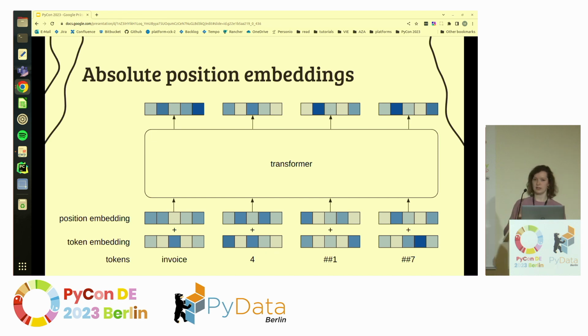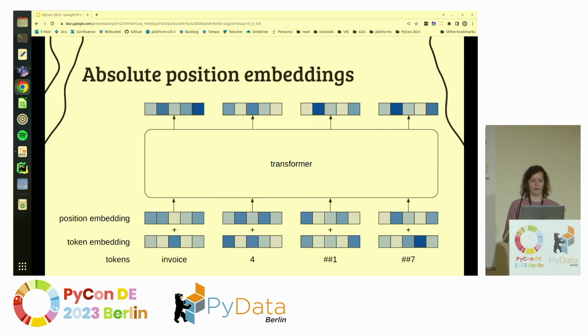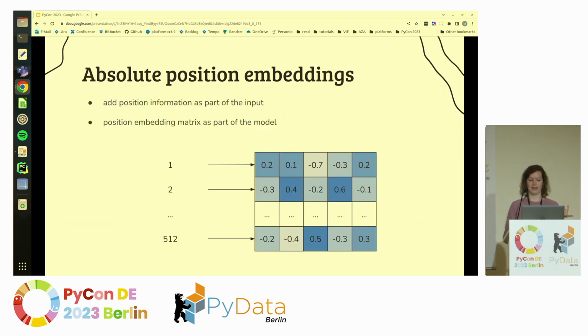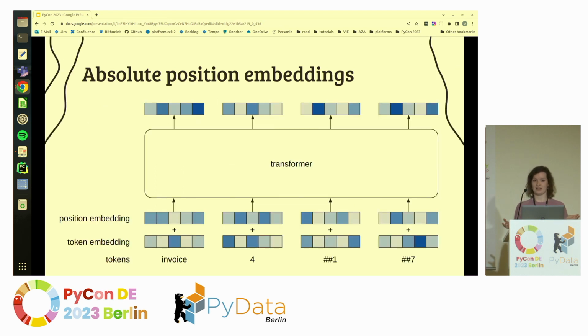For example, invoice is in the sequence at position 1. So I would go back to the matrix and pick the entry from position 1. For is at position 2, so I would pick the entry from position 2. Now imagine if I had a sequence that is longer than 512: I would essentially get an index error if I wanted to perform this operation. Absolute position embeddings is what the early transformers used, for example BERT, and since many papers built on top of that, it's still very common nowadays.